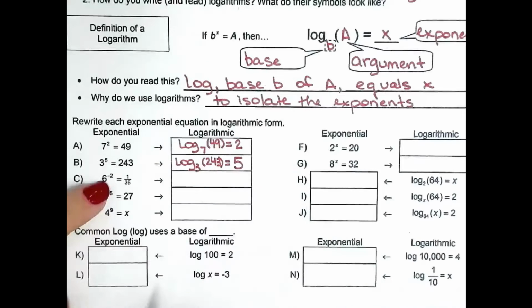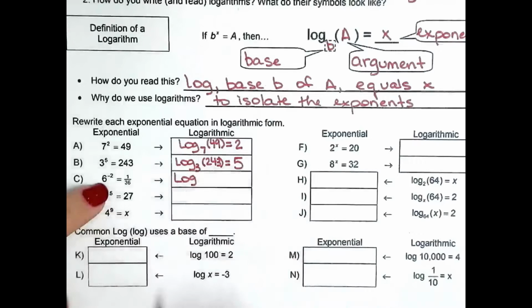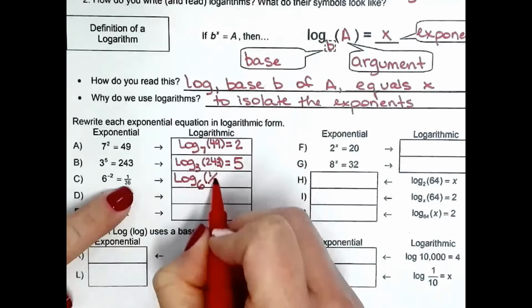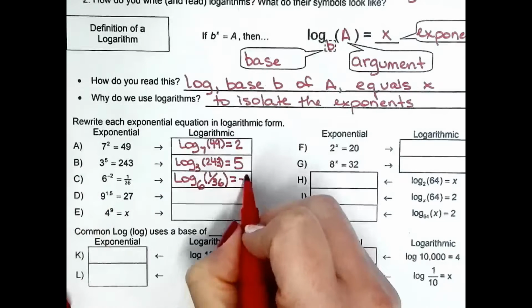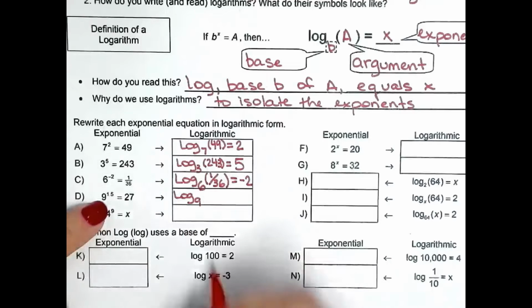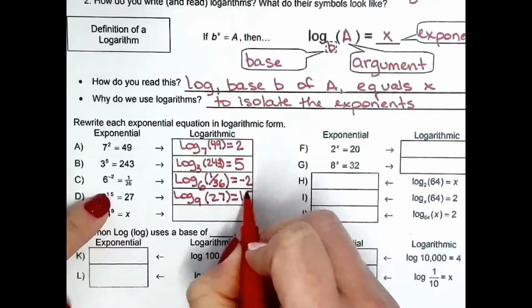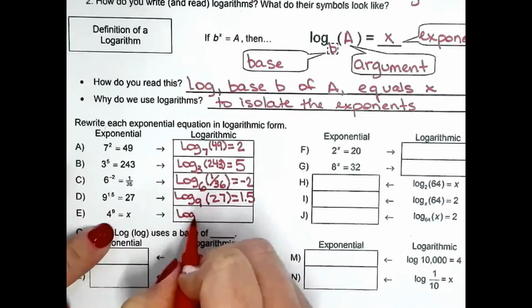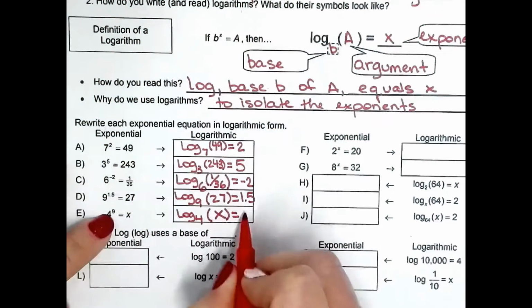Now, don't get scared with fractions and negatives. It's fine. So log base 6 of the argument 1 over 36 equals the exponent negative 2. Log base 9 of 27 equals 1.5. Log base 4 of what? X is 9.